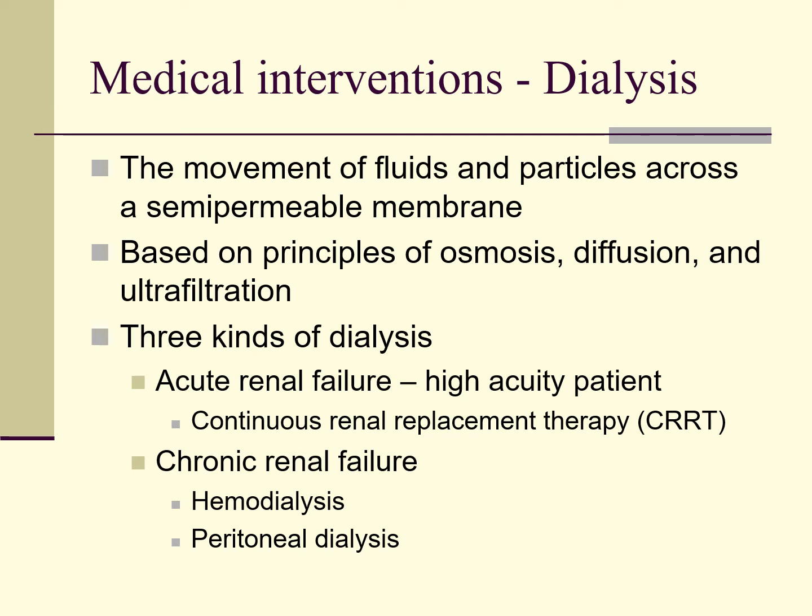And then there's some other chronic renal. For acute, we can use hemodialysis as well, but the patient is usually much less ill than the high acuity patient on CRRT. But then chronic would be hemodialysis and then peritoneal dialysis.